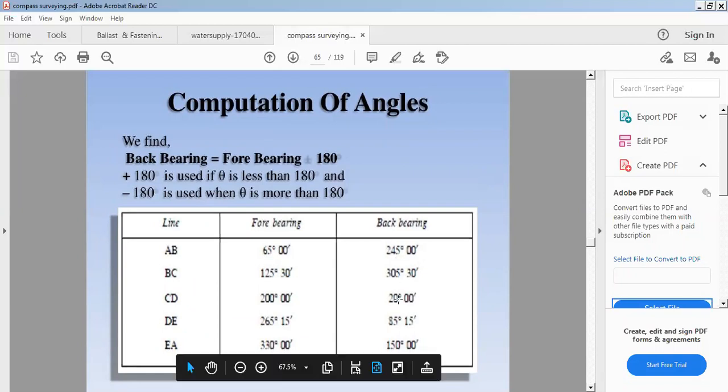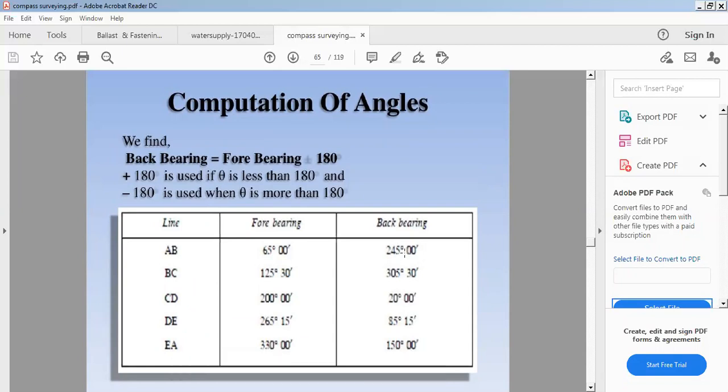Nitish, yes, sir. So how did 245 degrees come? How did this back bearing value come to 245 degrees? Both of you.